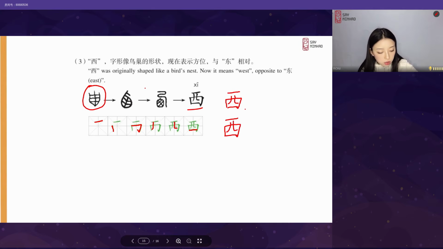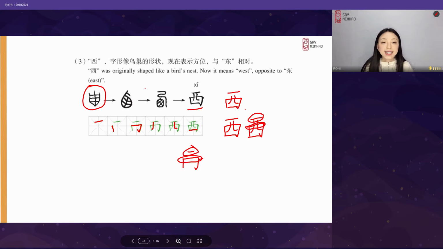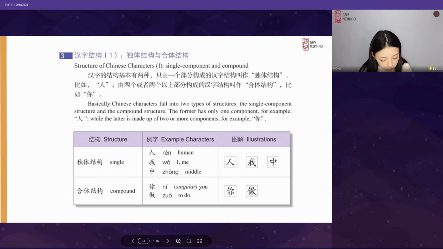Okay, write it with me again. This one is not that complicated. It is easy to write. And please, this horizontal shouldn't be longer than this one, okay? This one is shorter than this part. Shorter. This one is shorter, this one is longer, okay? This is 西 west.